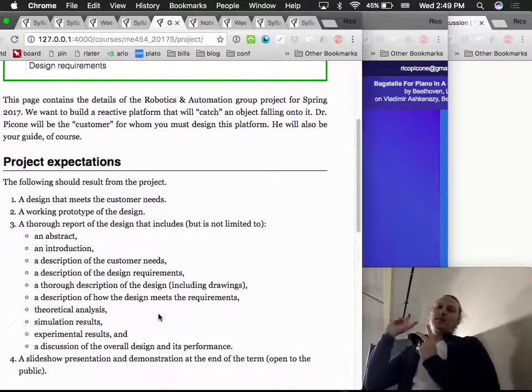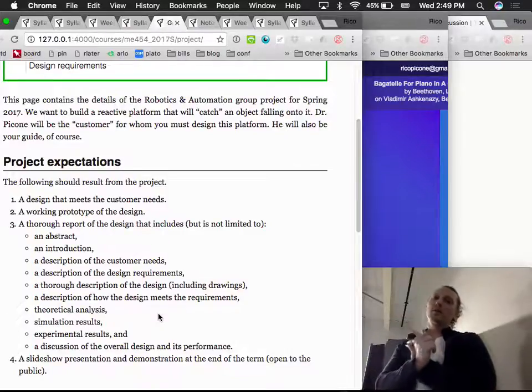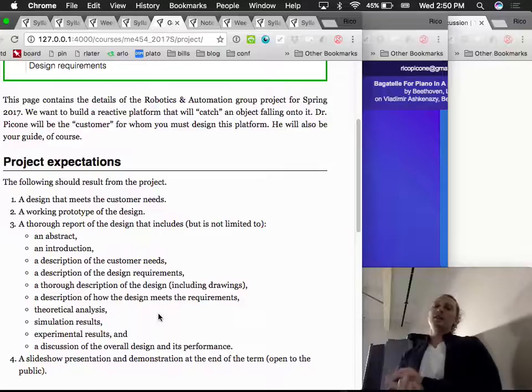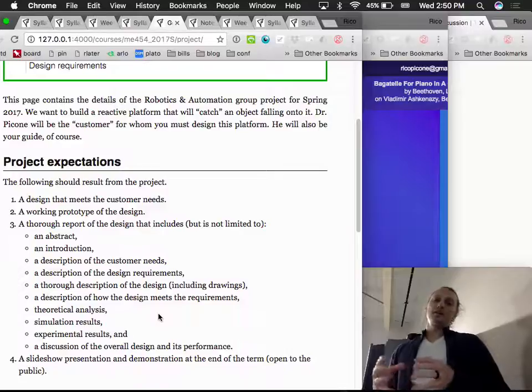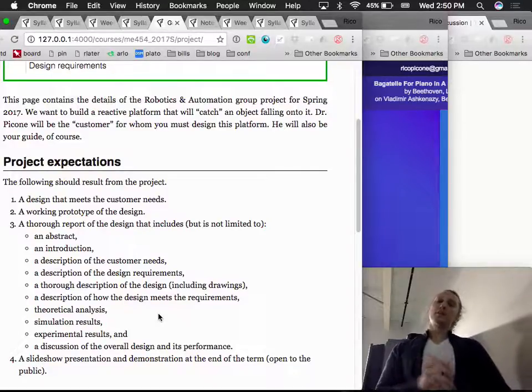Prototype. Three, a thorough report of the design that includes, but is not limited to, the following list of things: an abstract, an introduction, description of the customer needs, a description of the design requirements, a thorough description of the design, including drawings, a description of how the design meets the requirements, a theoretical analysis, simulation results, and experimental results.